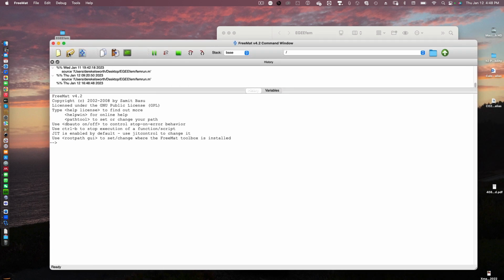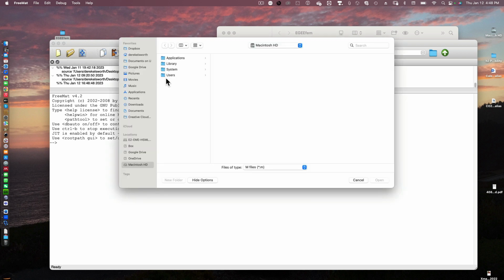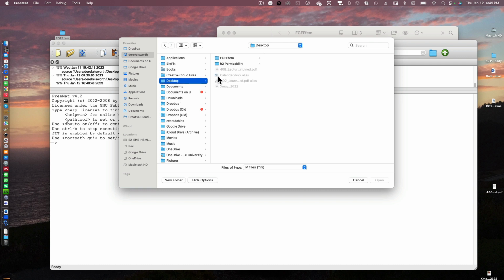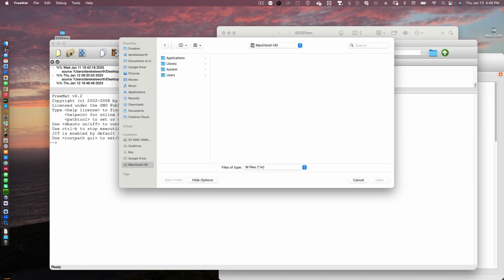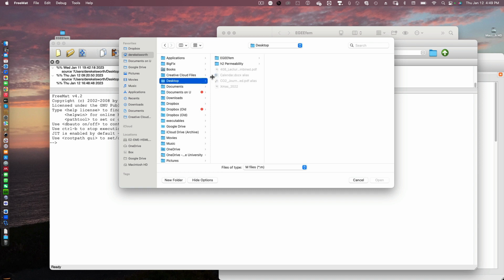I'm already in there. If I use my documents, looking for the desktop. So if I find desktop, if I open these files, I'm going to do a quick example. I should have desktop in my sidebar. There's probably a faster way to do this, but just bear with me.